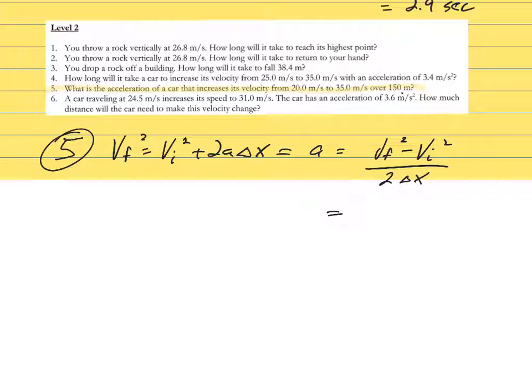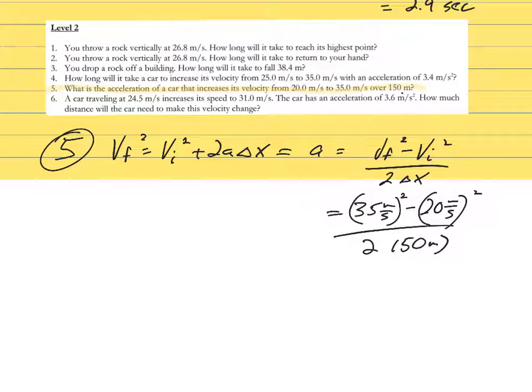So my final velocity was 35 meters per second. Square that. Minus 20 meters per second. Square that. And then it's 2 multiplied by the 150 meters. Don't forget to square these and try not to put that in your calculator at once. I see a lot of people making big mistakes trying to get it all in at once. Do what you got to do, but you need to get 2.75 meters per second squared.